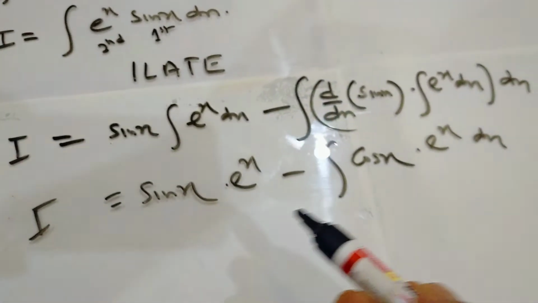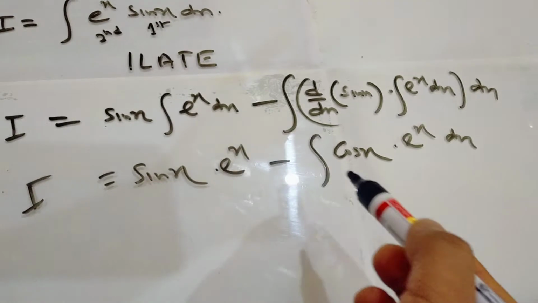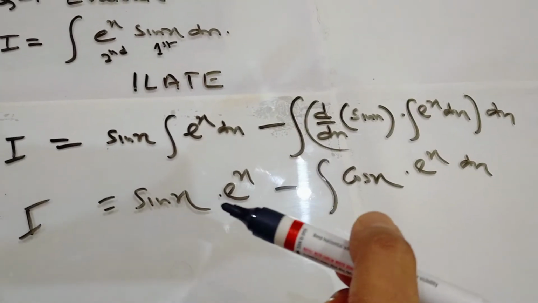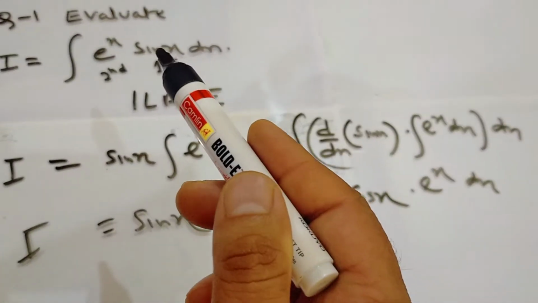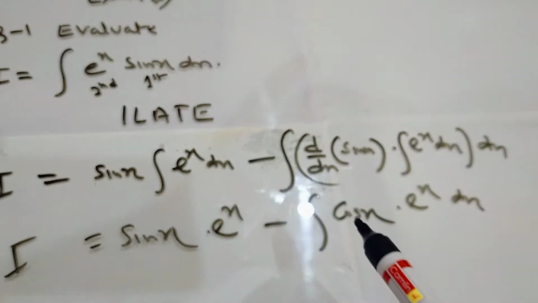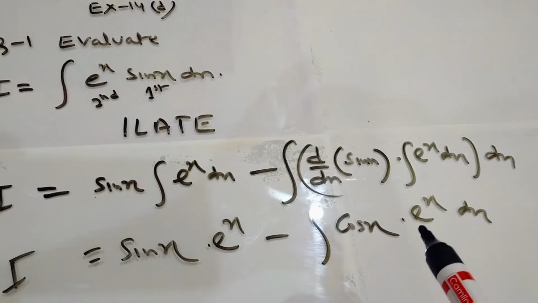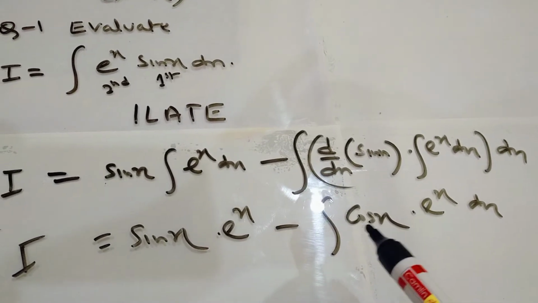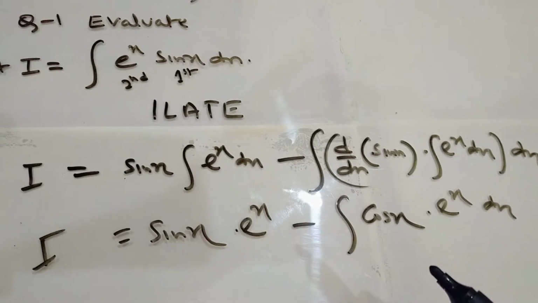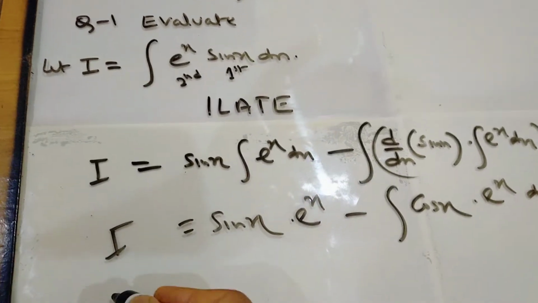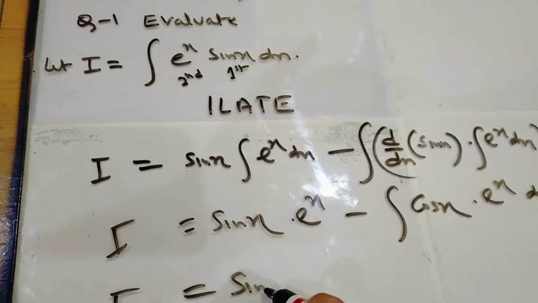So look at this question. After applying by parts, the question is still as it is. Earlier it was in the form of sin x and e raised to the power x. Now it has come under e raised to the power x into cos x. Means the question is in the same form, so again we have to apply by parts.